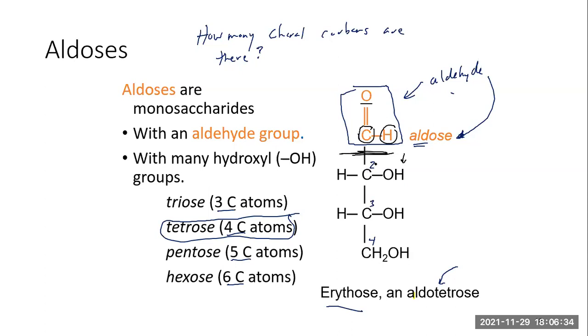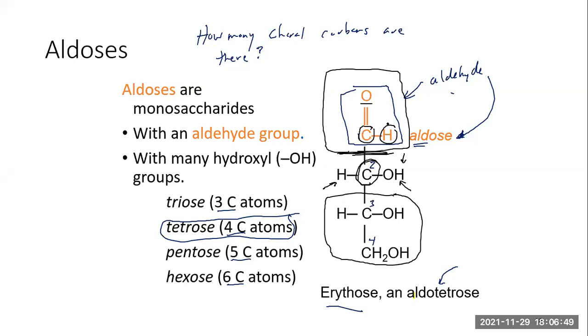Let's take a look at number 2 here. So number 2 has a hydrogen, that's a group, has an OH, that's a group, has this entire thing as a group, which is different than this entire thing. So that is actually 4 different groups. So carbon number 2 is chiral here.